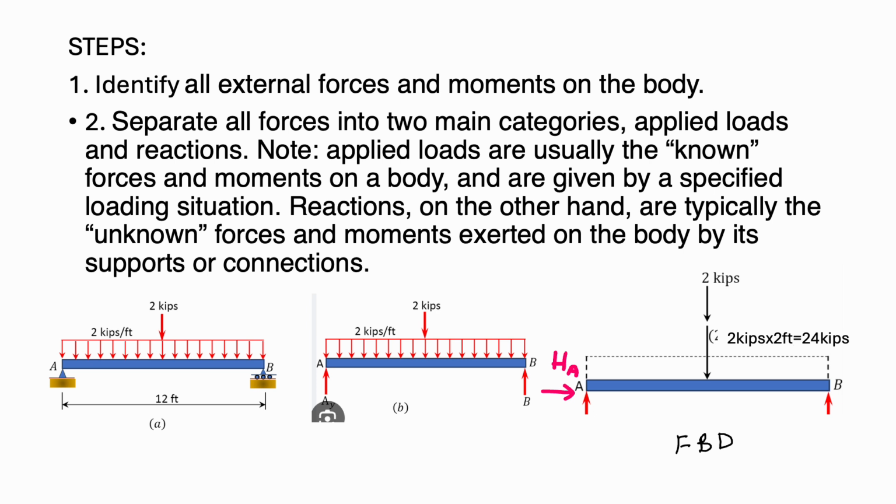The first one is to identify all external forces and moments on the body. The second one is to separate all forces into two main categories: applied loads and reactions. So take care, applied loads are usually the known forces and moments on a body and are given by a specified loading situation. Reactions, on the other hand, are typically the unknown forces and moments exerted on the body by its supports or connections. The third step is to draw a free body diagram, and the fourth step is to write equations of equilibrium.